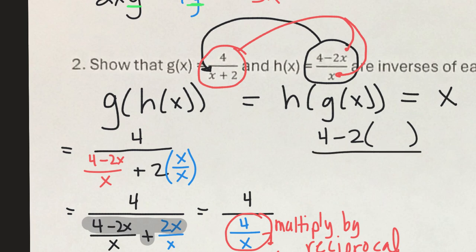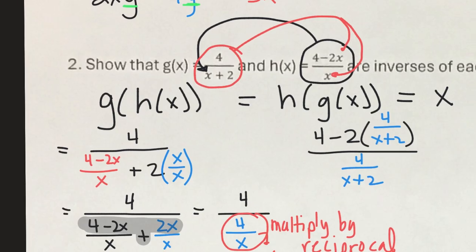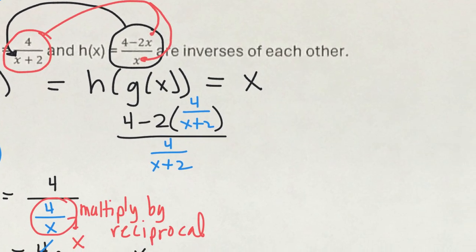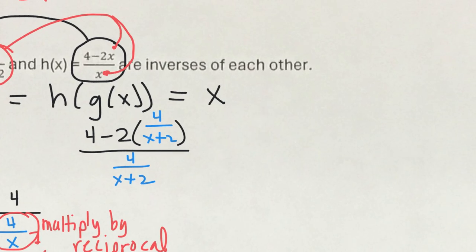So I'm going to put my 4 over x plus 2 into both places where my x is. So I have an x in the numerator and I have an x in the denominator. So I replace both of them. If I had a third x, I would replace that there also. Okay, so now let's do all of the algebra. The hardest part of any upper division math course is the algebra.